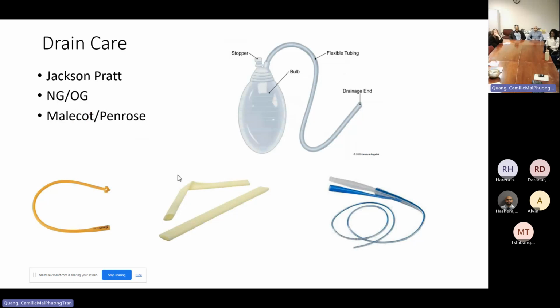And then both of these things are like a tube. Sometimes you keep it in and then slowly take it out to help with healing from the depth to the surface. And then you have the NG tube on the right.